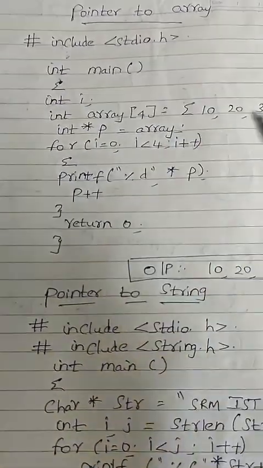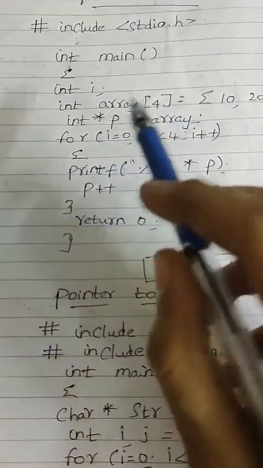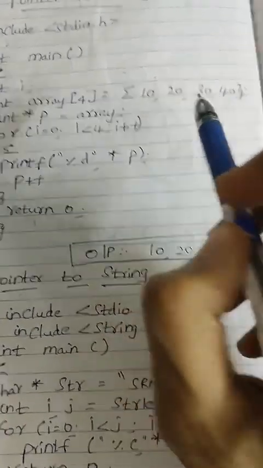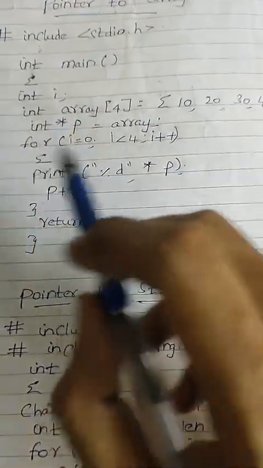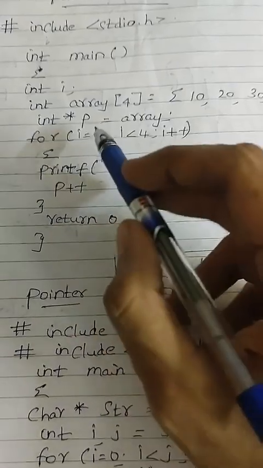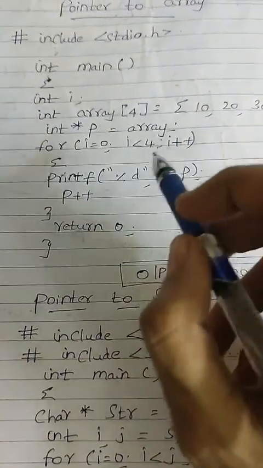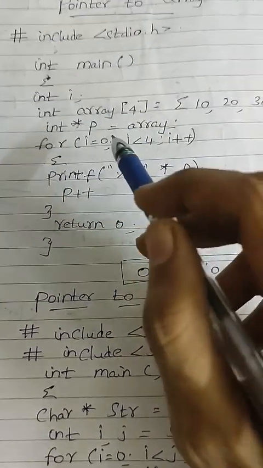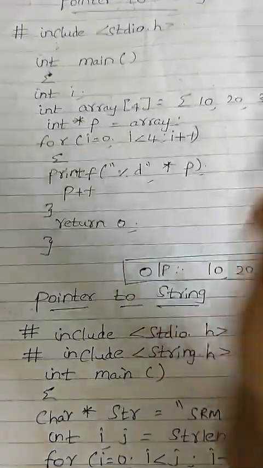So this is the program. What I explained in the program is that I am taking an array of size 4 that holds 10, 20, 30 and 40. An array of size 4 that stores the 4 elements, which is represented by this line. Then a pointer variable p is declared using the asterisk operator, and it is defined and stores the address of the array.